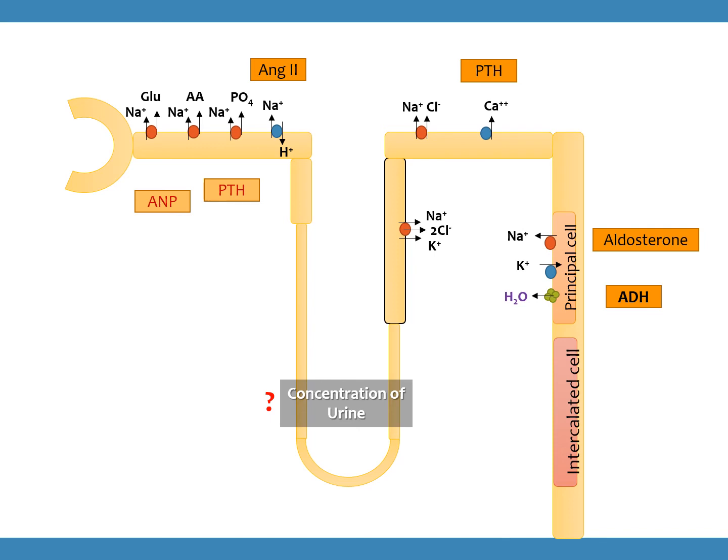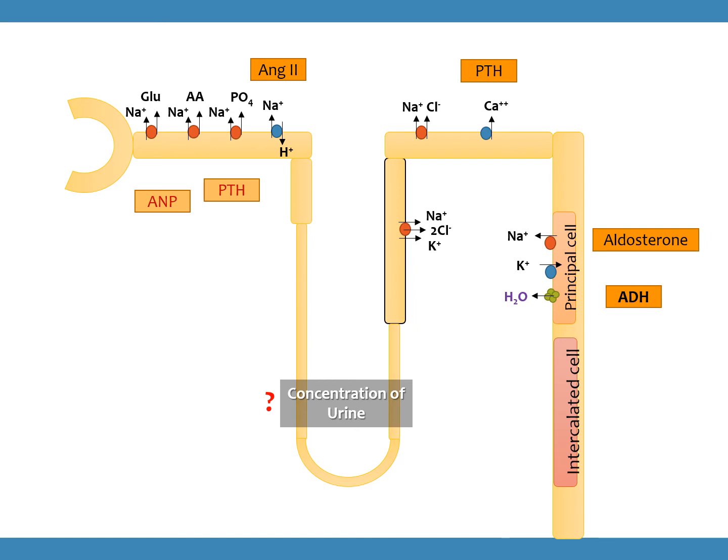So principal cells are the site of action of two hormones: aldosterone, acting on the sodium and potassium countertransport, and ADH, leading to the formation of water channels, which allows water reabsorption from the principal cells.